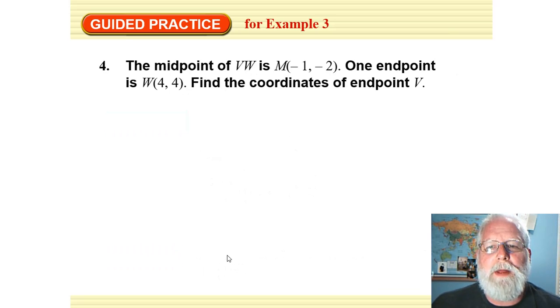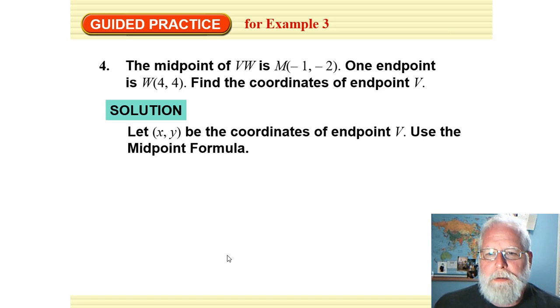In this problem, I'm giving you the midpoint of VW. M is (negative 1, negative 2). And then I'm giving you one endpoint, W in this case, and that's going to be (4, 4). And then I want you to find the endpoint V. So you can use either method that we talked about. You can graph it or you can use the formula. But pause it and then start back up again when you're ready, and we'll compare. Okay, hopefully you did that.